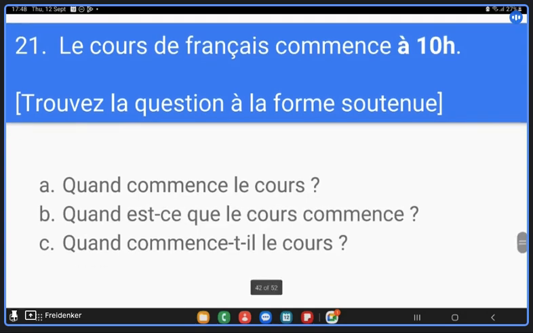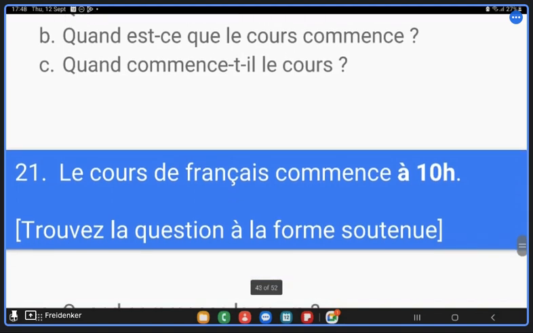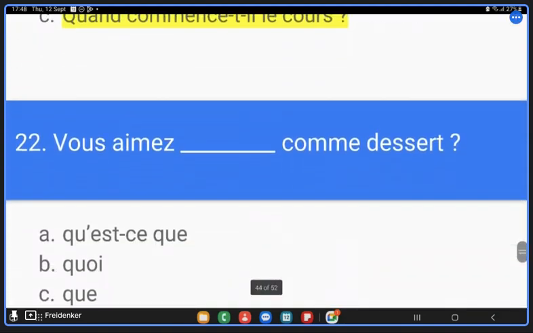Basically, the first one, option A, is familier or intonation. Option B is est-ce que or standard. Option C is inversion. So option C is our answer. Soutenu form, inversion. Quand commence-t-il le cours? Option C will be our answer.